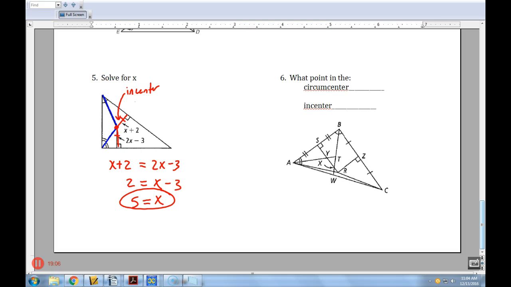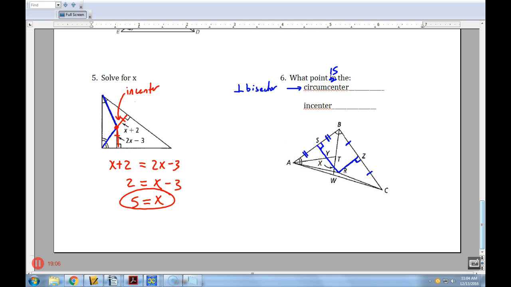Alright, holy smokes, number 6 looks a little bit rough over here. Number 6 has a lot going on, so let's see if we can make some sense of it. So what point is the circumcenter? Well, remember who created it. The perpendicular bisectors create the circumcenter. So where are the perpendicular bisectors? Well, this line right here for sure is a perpendicular bisector because I have those 2 tick marks. And this line right over here is a perpendicular bisector.